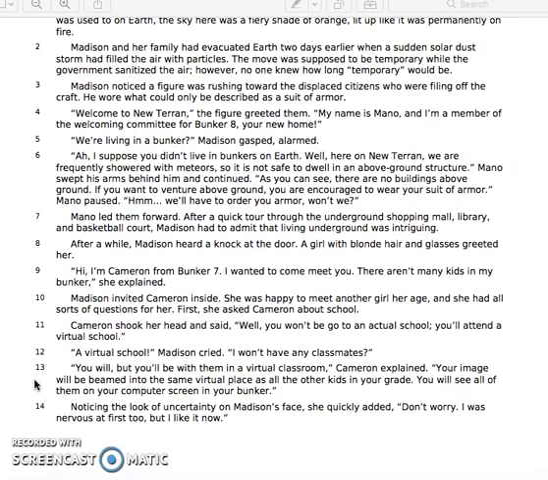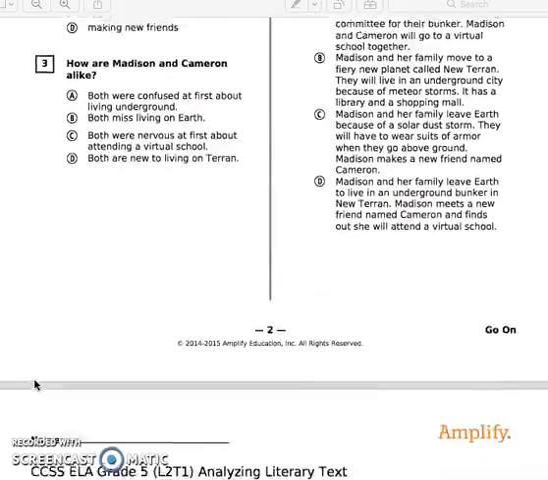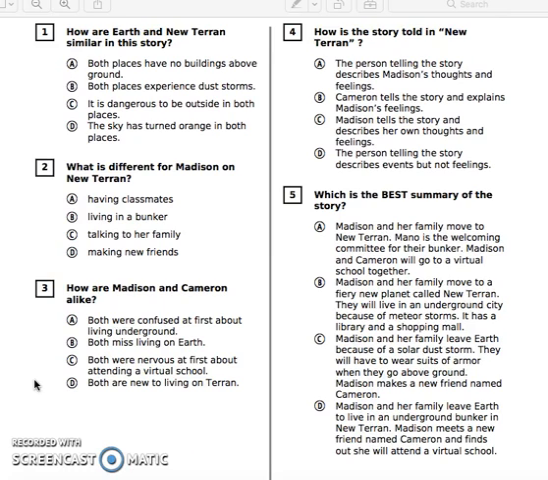So to answer this question, you will need to find evidence for Cameron and Madison that is the same. It literally says it in the text. You will need to go find it for both characters. Press pause to write down your answer and play when you're ready for number 4.